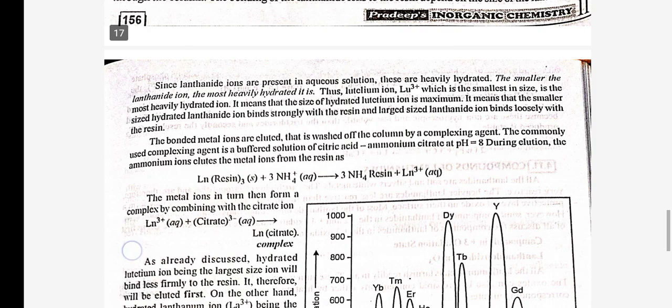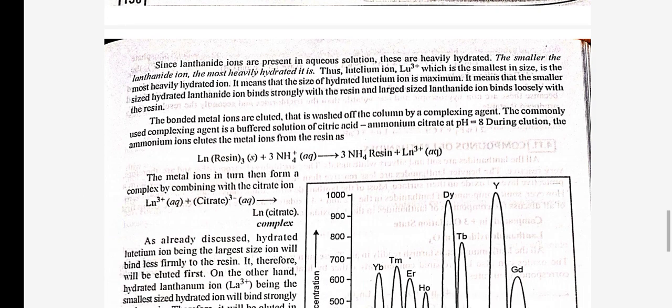Since the lanthanide ions are present in aqueous solution, they are heavily hydrated. The smaller the lanthanide ion, the more heavily hydrated it is. Thus, the lutetium ion, which is the smallest in size, is the most heavily hydrated ion. It means that the size of the hydrated lutetium ion is maximum. It means that the smaller hydrated lanthanide ions bind less strongly with the resin, and the large size lanthanide ions bind loosely with the resin.